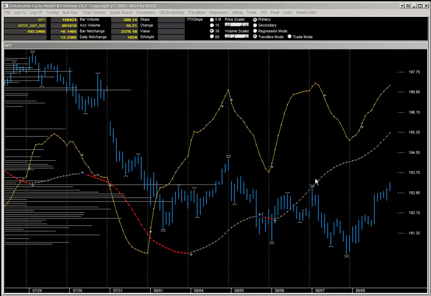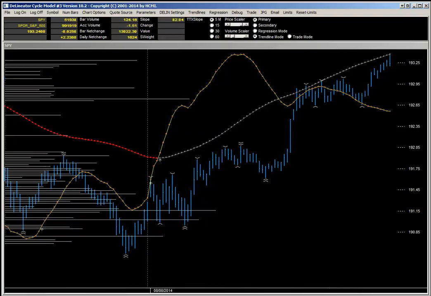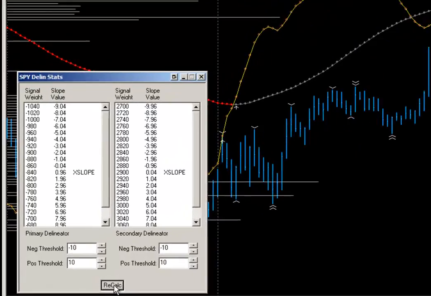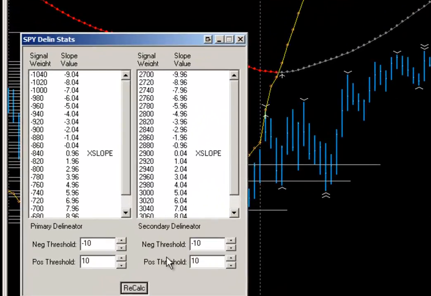So to do that more easily in this example, we're going to move over to the 5-minute delineator. And I'll just click the 5-minute button, and then we're going to bring in our stats calculator. So here's our stats calculator. What the stats calculator allows us to do is determine what level of signal weight is needed to turn the delineator during the current bar. And by turn the delineator, I mean have the delineator change slope, because when the delineator changes slope, we have a new cycle.